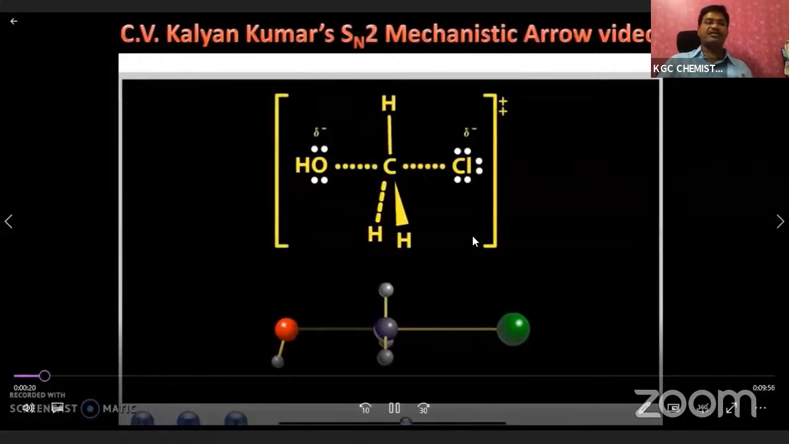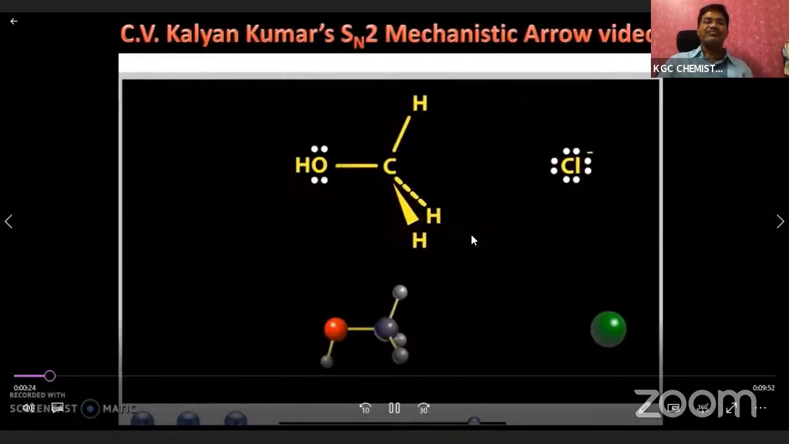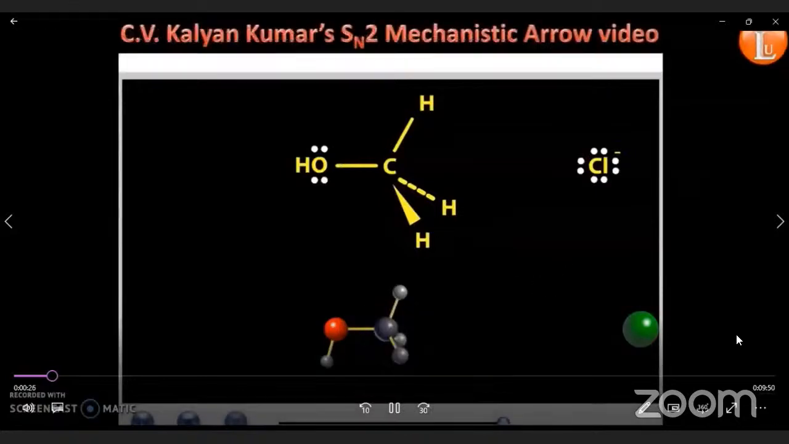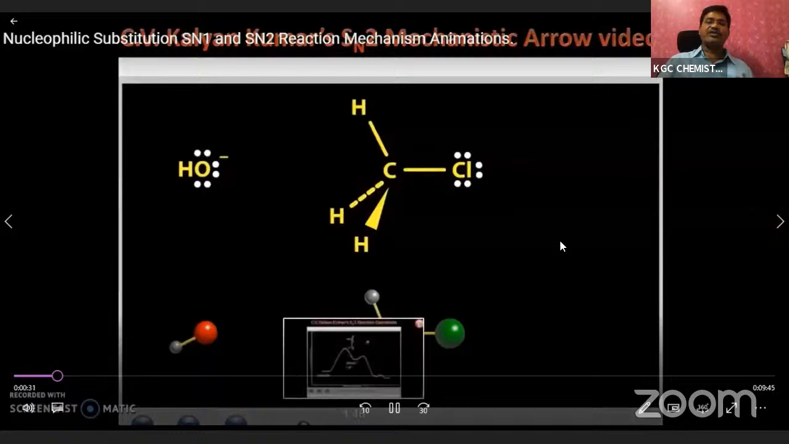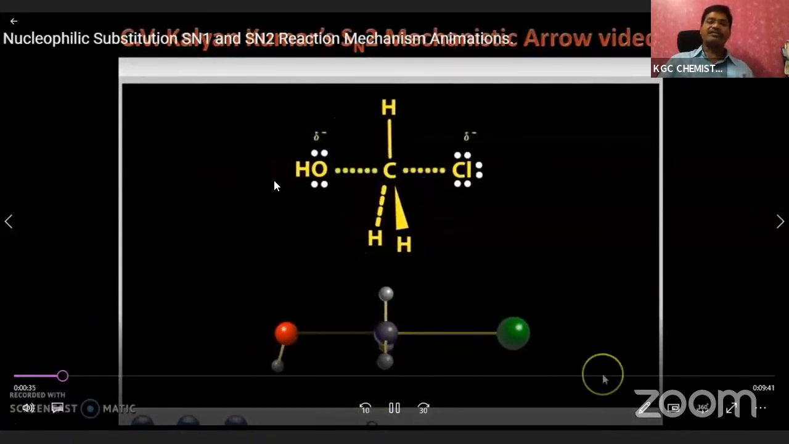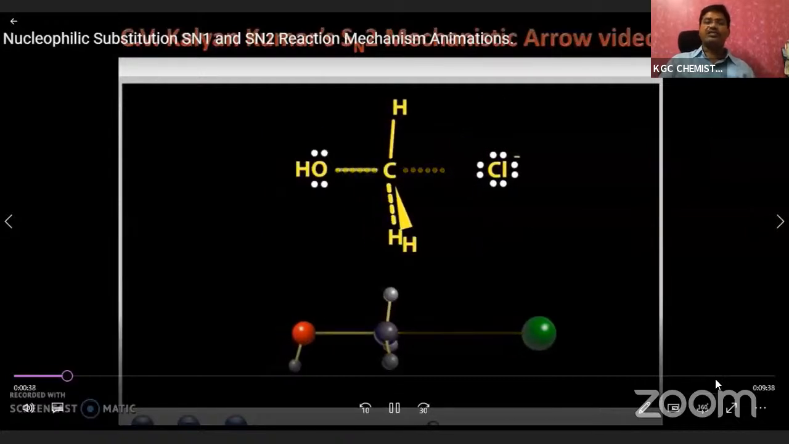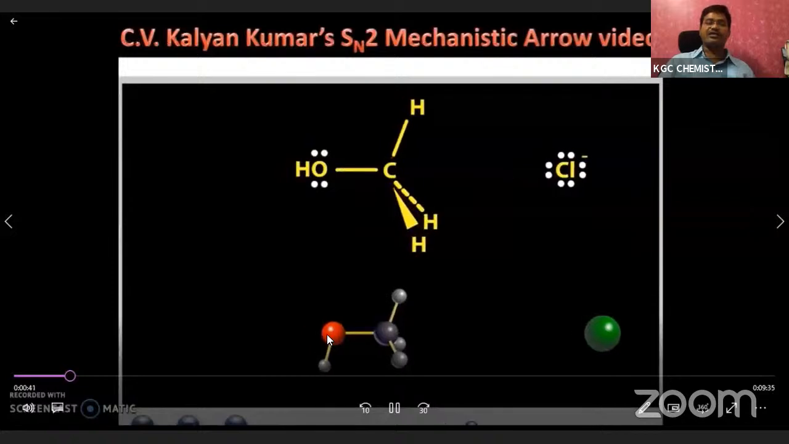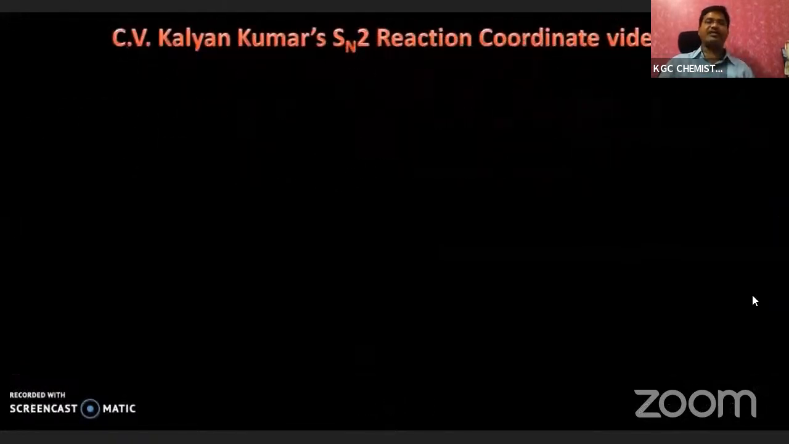Is it SN1 or SN2? SN2, sir. This is going to be the SN2 reaction. The leaving group is on the right side. The entering group is on the back side. Therefore, this is a transition state. Now see, the compound has the opposite configuration. Now you can see the SN2 reaction, the SN1 reaction.